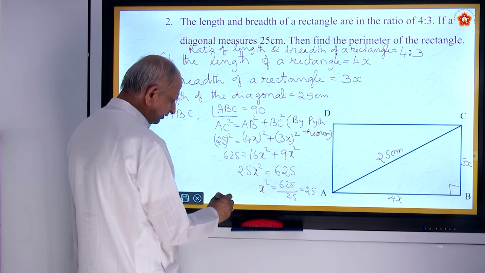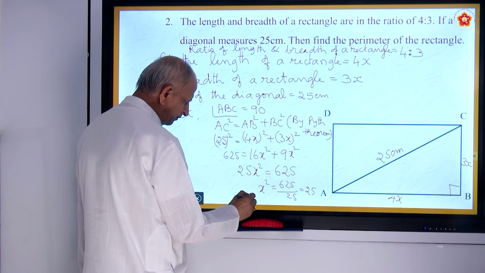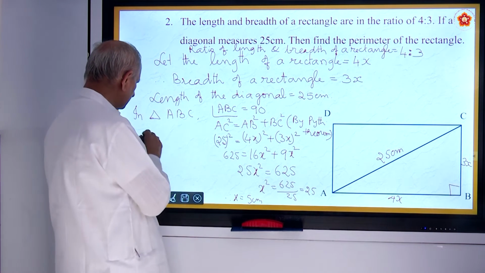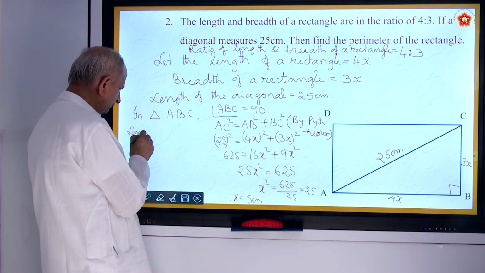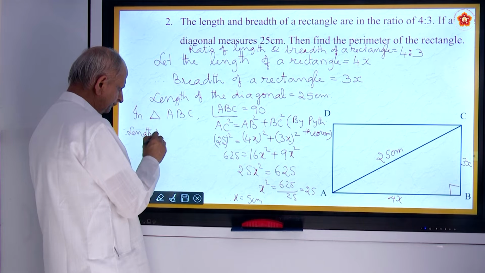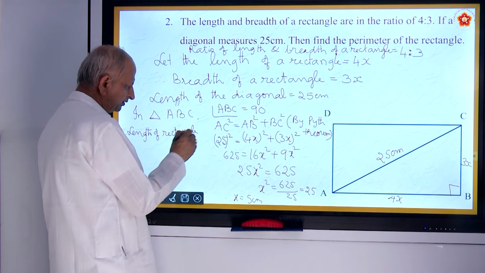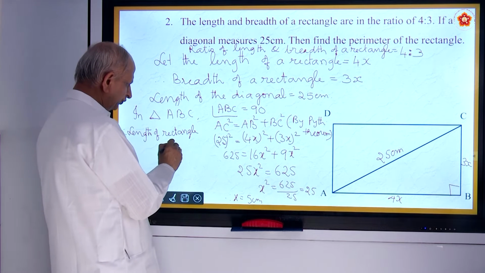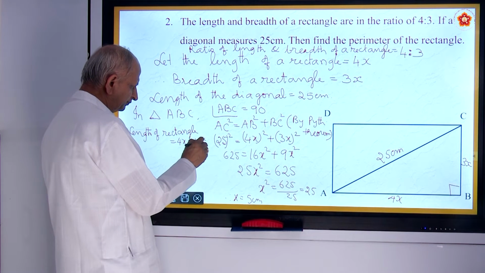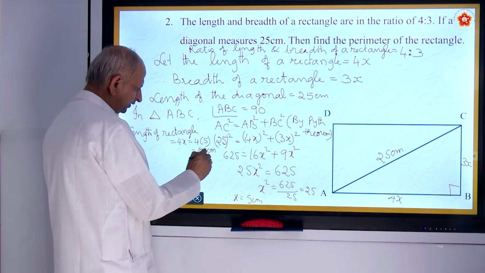Therefore the value of x will be equal to root of 25, that is 5. X is 5. So what about the length now? Therefore the length of the rectangle, how much must you take? 4x, 4 into 5, that is equal to 20 centimeters. Length is 20.